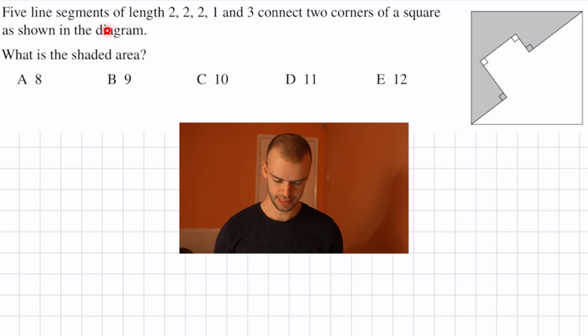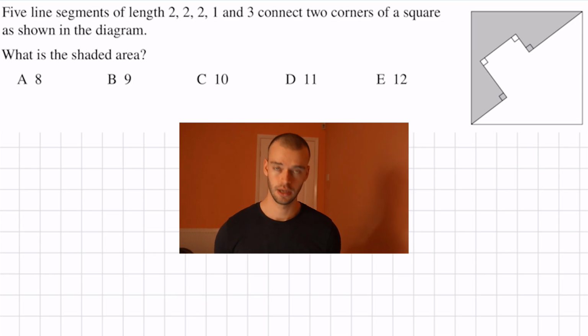So 5 line segments of length 2, 2, 2, 1 and 3 connect 2 corners of a square as shown in the diagram, like this. What is the shaded area? Okay, very hard question. If you want to, pause the video and have a go at it yourself, then unpause and we'll have a go at it together.